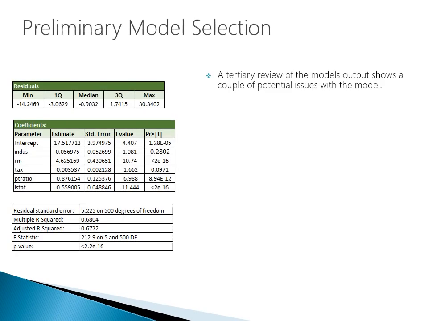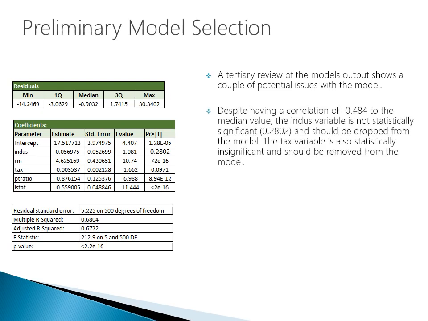Reviewing the model's output shows a couple of potential issues with the model. Despite having a correlation of -0.484 to the median value, the INDUS variable is not statistically significant. We see this by the p-value of 0.2802, and it should be dropped from the model. The TAX variable is also statistically insignificant and should be removed from the model.